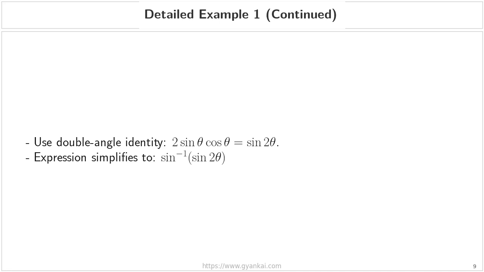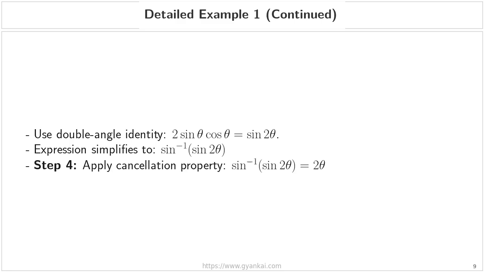Detailed example 1, continued. Now, let's pick up where we left off in our first example. From the previous slide, we had simplified the expression inside the inverse function to 2 sine theta cosine theta. To move forward, we apply a double angle identity. You will recall that 2 sine theta cosine theta is equivalent to the sine of 2 theta. By substituting this identity into our expression, the entire term simplifies to the inverse sine of the sine of 2 theta. Now we proceed to step 4, which is applying the cancellation property.